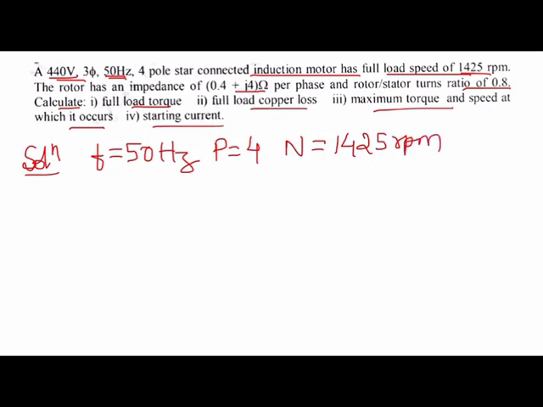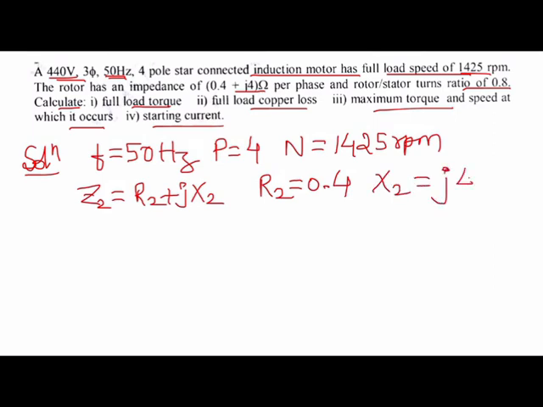and rotor impedance, that is Z2. So Z2, you can write this as R2 plus JX2, which means R2 is 0.4, X2 is J4 ohms.